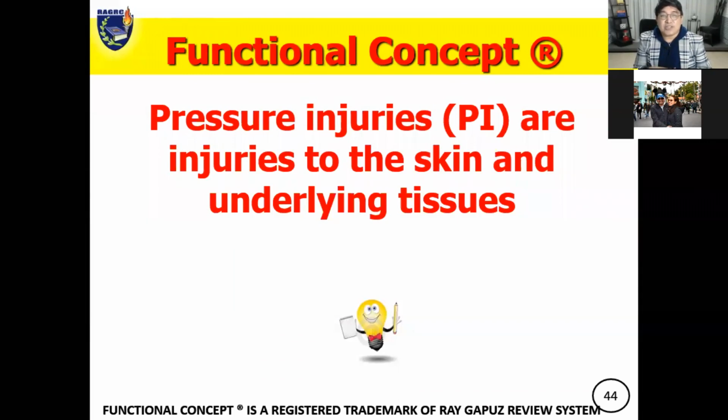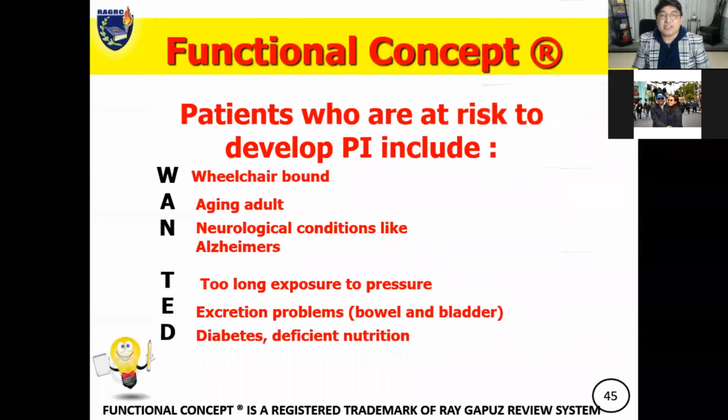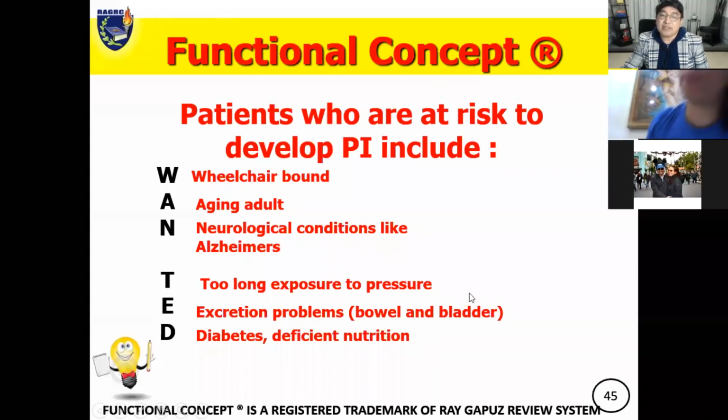Pressure injuries are injuries to the skin and underlying tissues. Who are at risk to develop pressure injury? You have patients who are wheelchair bound, aging adults, those with neurological conditions like Alzheimer's, patients who are exposed too long to pressure, and those with excretion problems, those with bowel and bladder incontinence, those with diabetes and deficient nutrition.